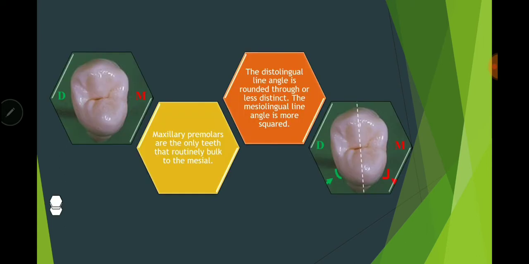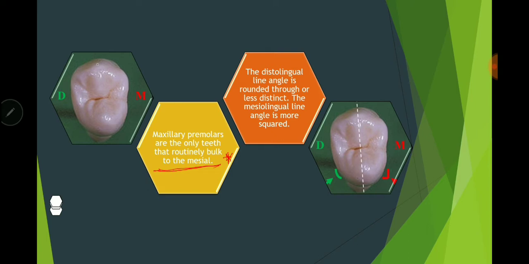Now, this is an example of the maxillary first premolar. So the maxillary premolars are the only teeth which routinely bulk to the mesial. High-yield stuff. So they bulk to the mesial. Which teeth routinely bulk to the mesial? The maxillary first premolars.